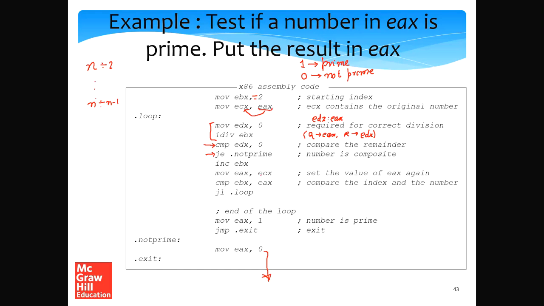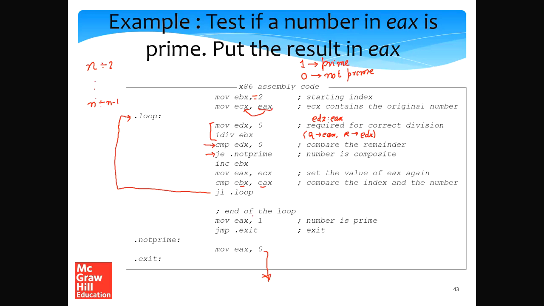So what we do is, since the value of EAX has changed, we set the original value of EAX again. We're transferring the contents of ECX back to EAX, so EAX gets restored. Then we compare EBX and EAX, which is essentially the index and the original number. As long as the index that we are dividing the original number by, the divisor, is less than the original number, JL, jump if less than, we jump back over here.